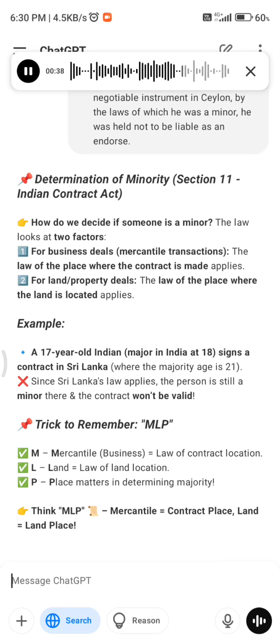Trick to remember: M, mercantile business equals law of contract location. L, land equals law of land location. P, place matters in determining majority. Think MLP. Mercantile equals contract place, land equals land place.